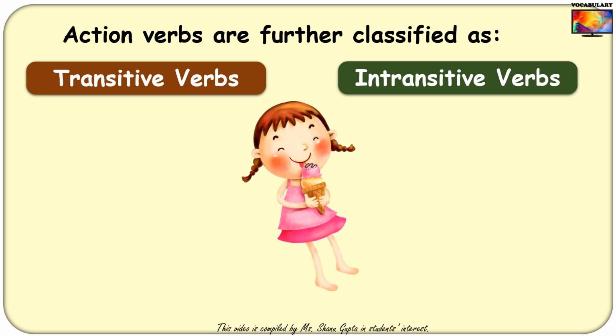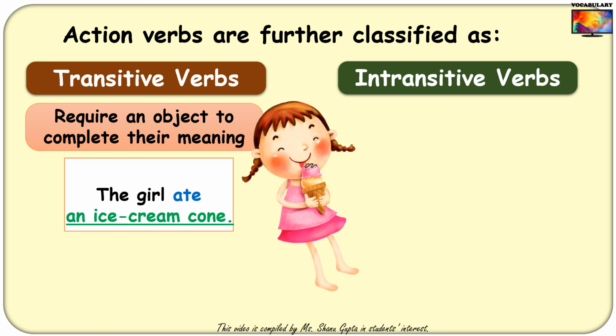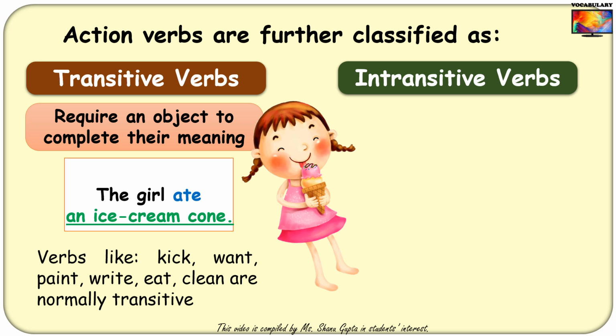Action verbs are further classified as transitive or intransitive depending on whether or not they take objects after them. A transitive verb requires an object after it to complete its meaning. For instance, the girl ate. We can't end the sentence here. We have to answer the question, the girl ate what? And the answer is the object, an ice cream cone. Verbs like kick, want, paint, write, eat, clean are normally transitive.